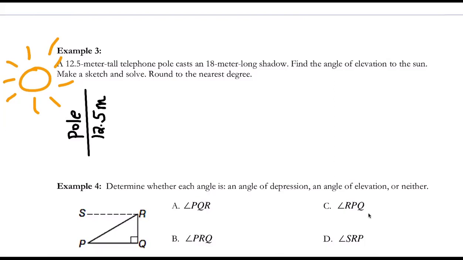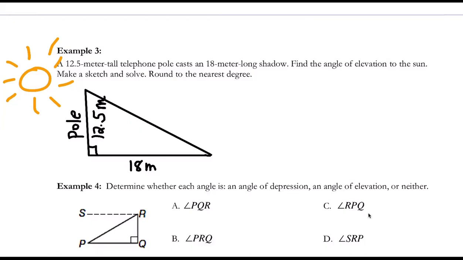And then it says it's casting an 18-meter long shadow. Now, the shadow shows up on the ground. It doesn't hover from the top of the pole. Think about how a shadow works. When you have something that's brighter behind you and you make a shadow in front of you, the shadow's on the ground. It doesn't hover from your head. Okay, so the shadow here, this is 18 meters on the ground. Let me finish off the triangle there.